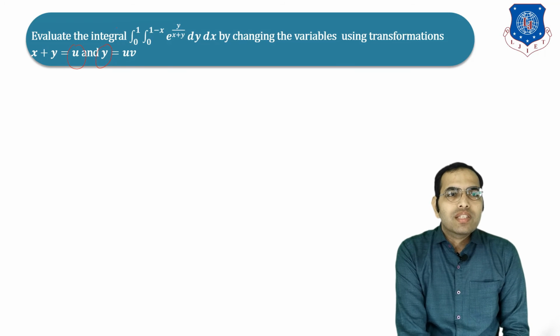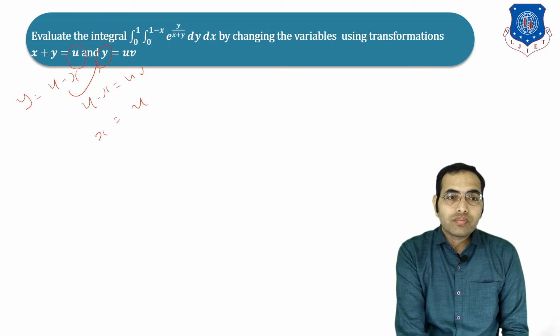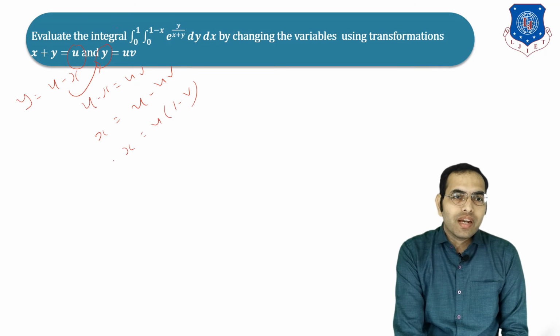For that, substituting y equal to u minus x in this equation gives u minus x equal to uv, then x equal to u minus uv, and taking u common out, x equals u times (1 minus v). Here x is a function of u and v, and y is also a function of u and v. Then we have the two equations, x equals u(1 minus v) and y equal to uv.